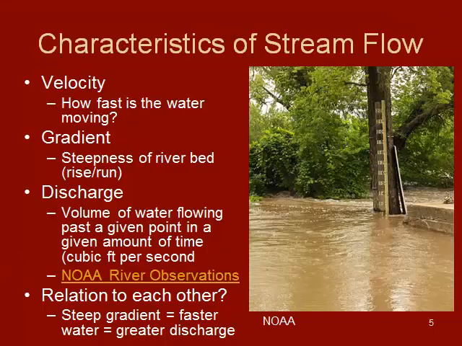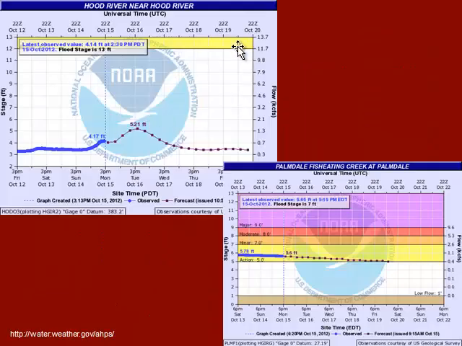So the relationship between these different characteristics, the velocity, the gradient, and the discharge: basically the steeper the gradient, the steeper the slope, the faster the water is going to go, and the greater the discharge, because we're moving a lot more water through a given point. So we're having a higher volume of water flowing past that same point in that same amount of time. And so here we've got that graph. This is from a few days ago.